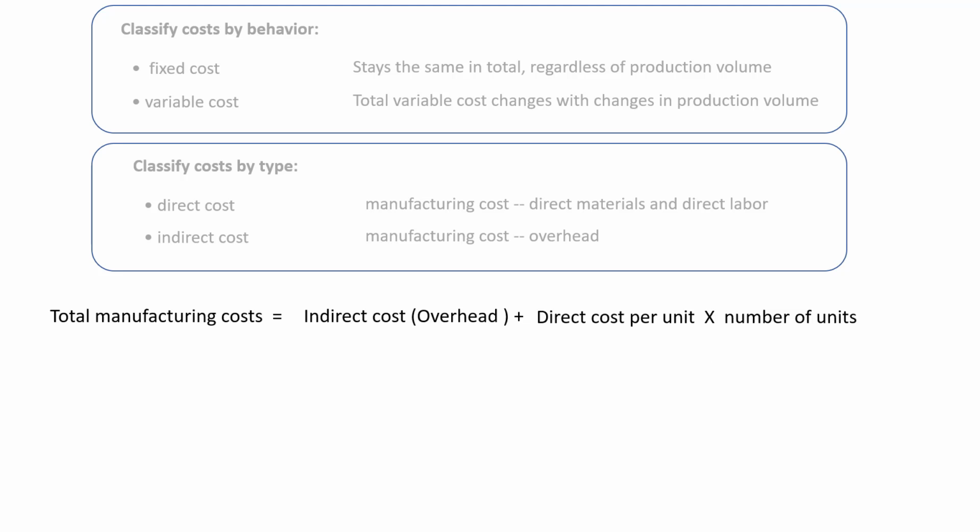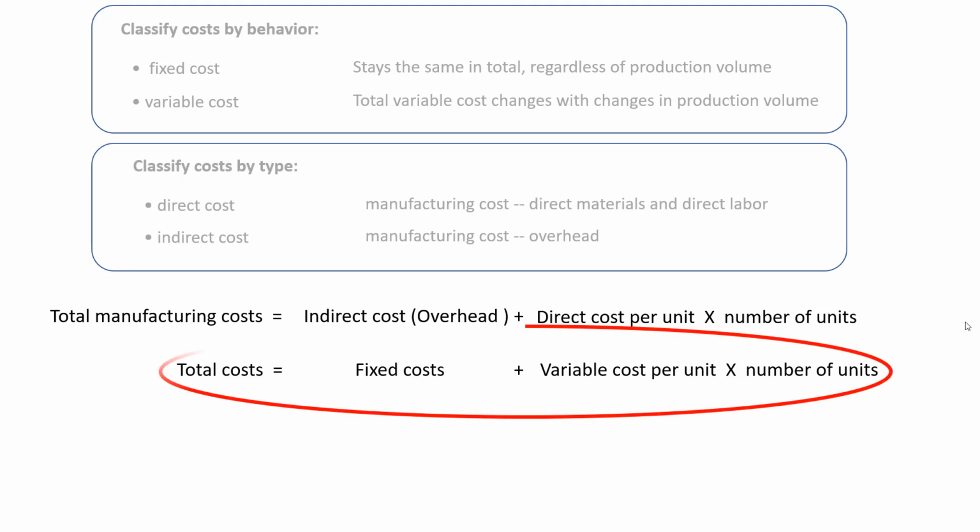Generally, indirect costs tend to behave as fixed costs, and direct costs tend to behave as variable costs. So we can show the same formula using cost behaviors in place of cost types. Total costs equal fixed costs plus variable cost per unit times number of units. This form of the formula is called the cost equation.